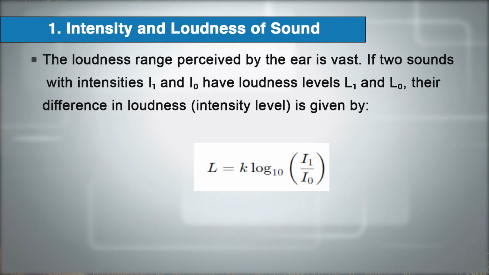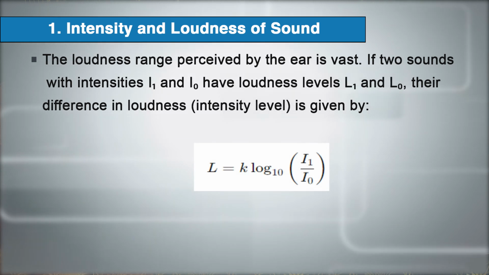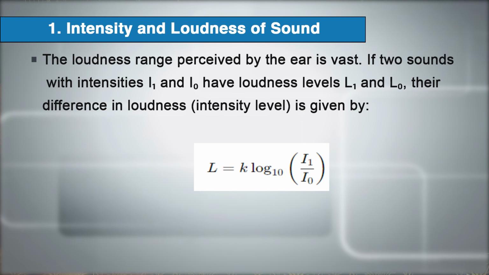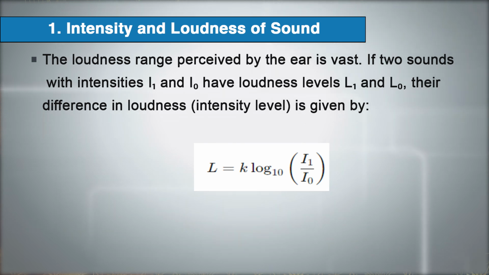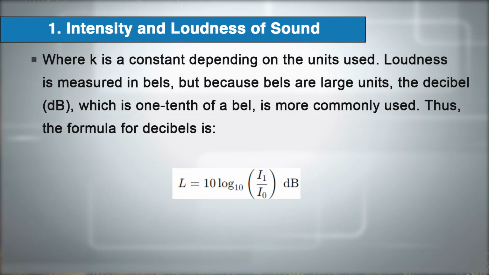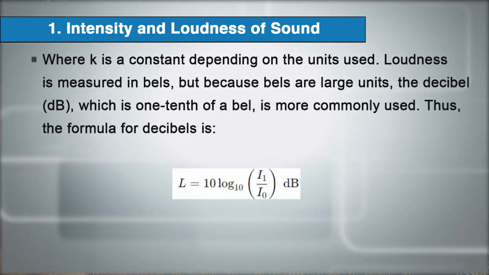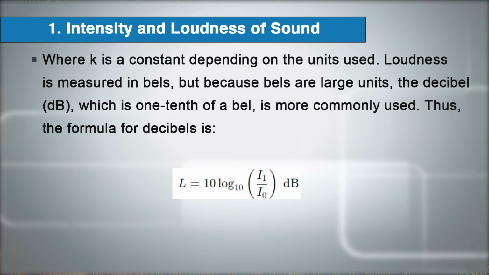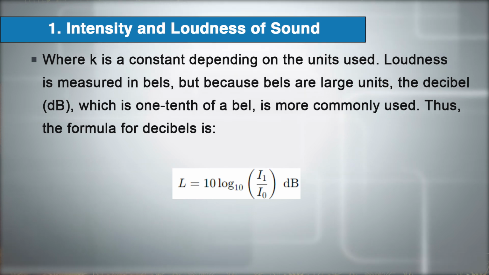The loudness range perceived by the ear is vast. If two sounds of intensity I1 and I0 have loudness level L1 and L0, their difference in loudness intensity level is given by L is equal to K log base 10 of I1 by I0, where K is a constant depending on the units used. Loudness is measured in bels, but because the bel is a large unit, the decibel, which is 1/10 of a bel, is more commonly used. Thus, the formula for decibel is L is equal to 10 log base 10 of I1 by I0 decibels.